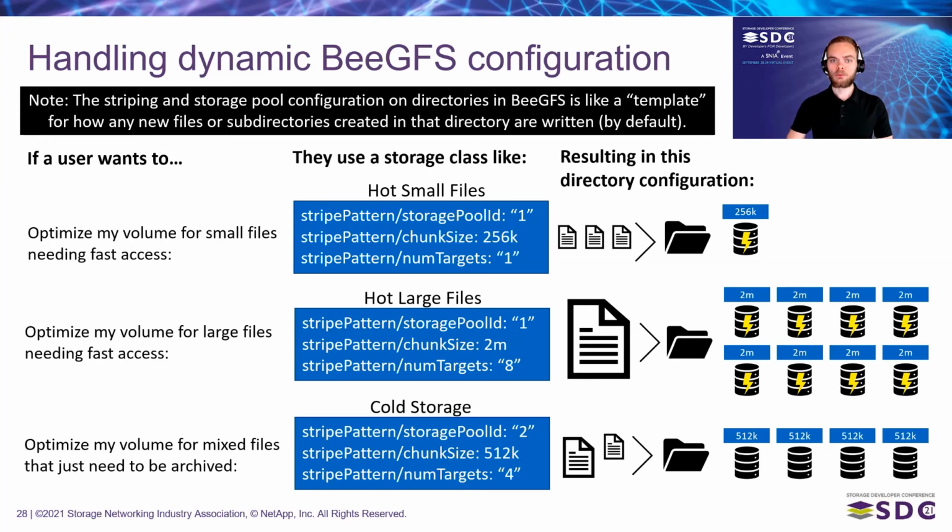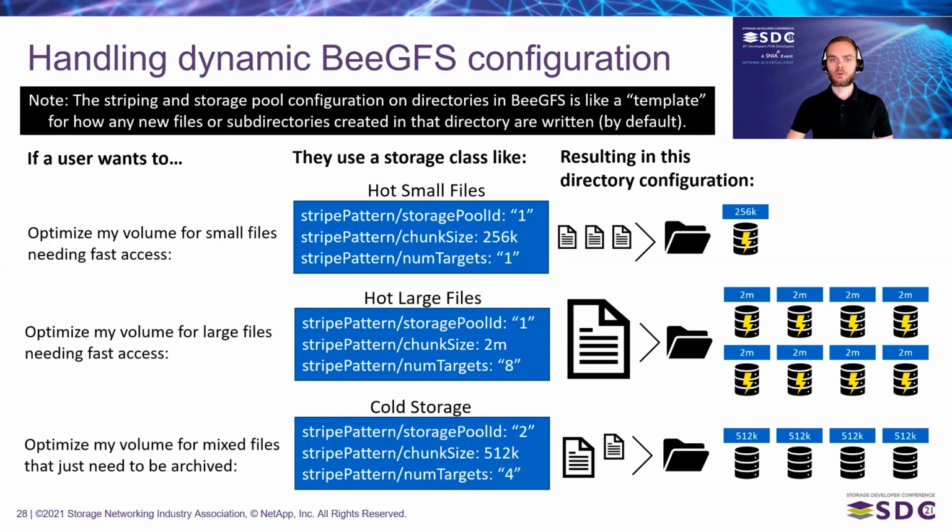Before we walk through these examples, it's important to note that the striping and storage pool configuration set on a directory in BGFS using BGFS CTL is inherited by any new files or subdirectories unless manually overridden. So when we set these on a directory representing a BGFS volume, any user files or subdirectories will inherit this configuration. Let's say an administrator has created two BGFS storage pools, one grouping all their SSD-backed targets, and a second with their nearline SaaS targets. Then they can set up a series of storage classes that map back to these storage pools and various combinations of chunk size and number of targets to optimize for different workload profiles.